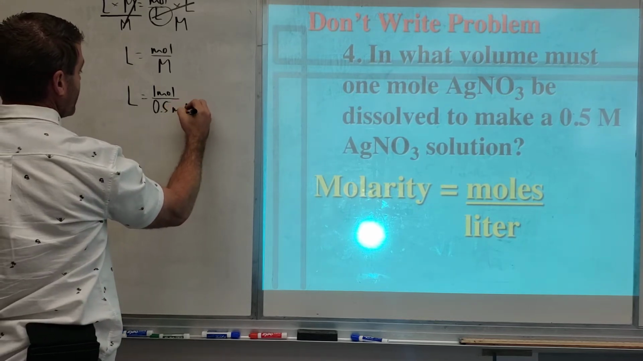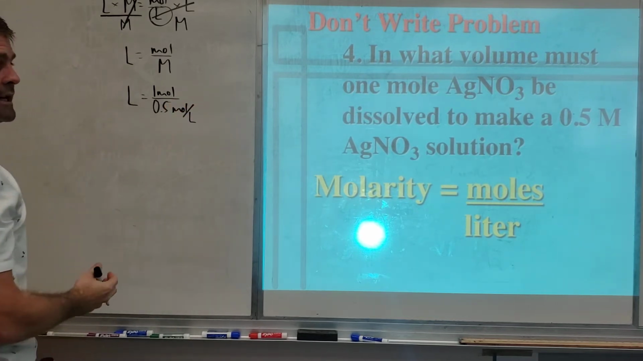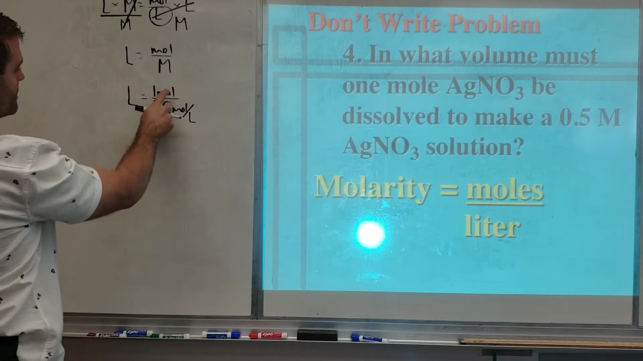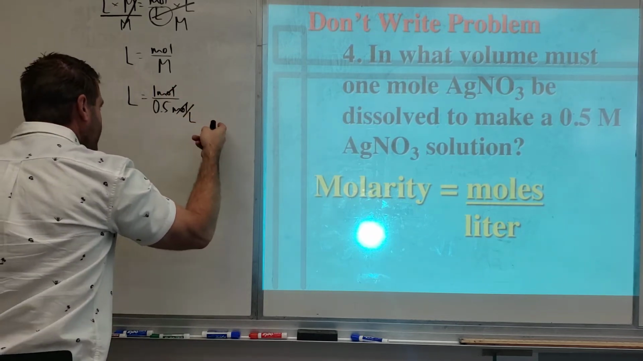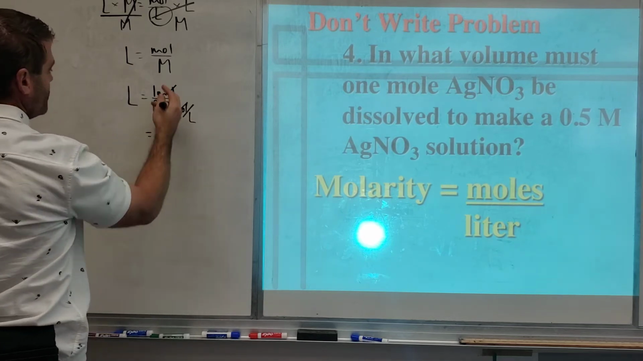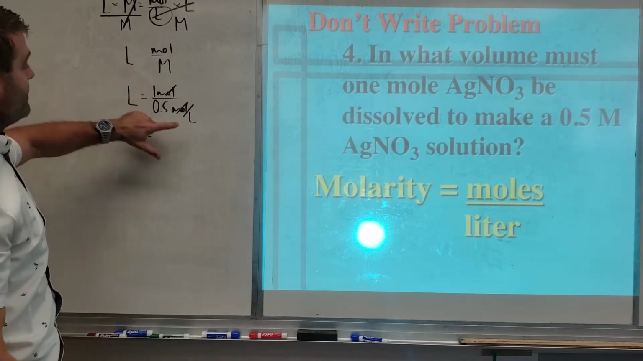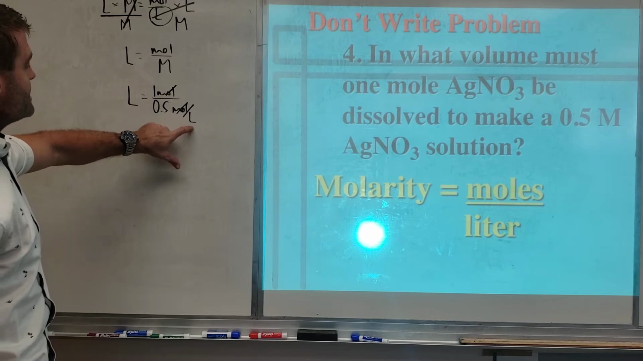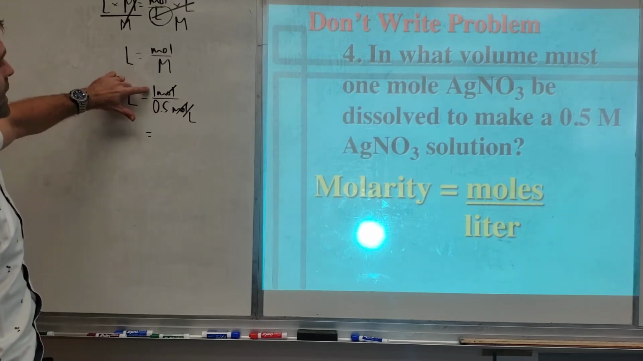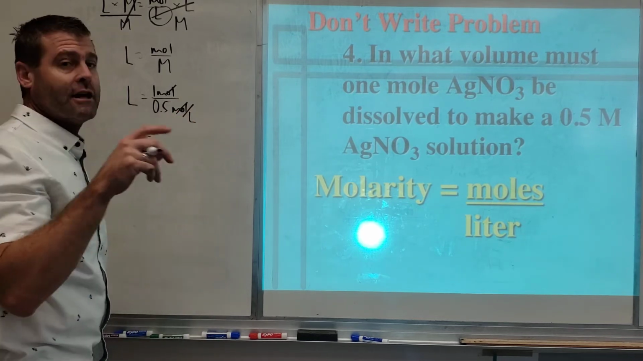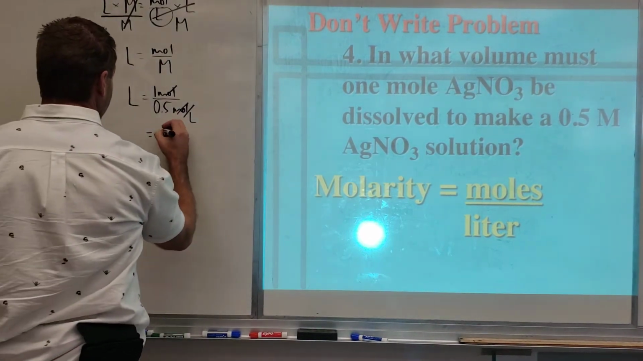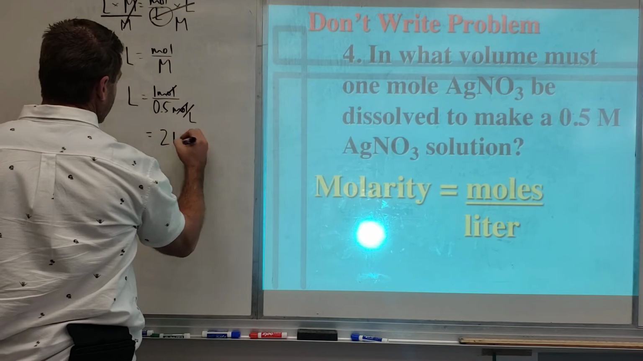So I think it's preferable to write what it actually means, because then you can see, check this out, mole divided by mole cancels out. Liter on the bottom of the bottom ultimately goes on top. You'll see the only unit I have left is liters, which is what I wanted. So I'm going to go 1 divided by half. If you put 1 divided by 0.5 in your calculator, you're going to get 2. And my unit was 2 liters.